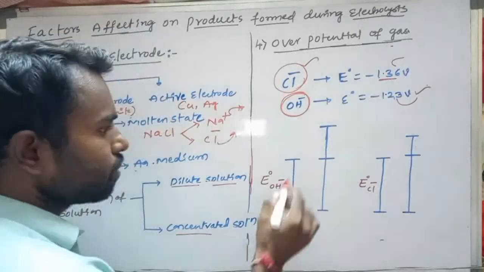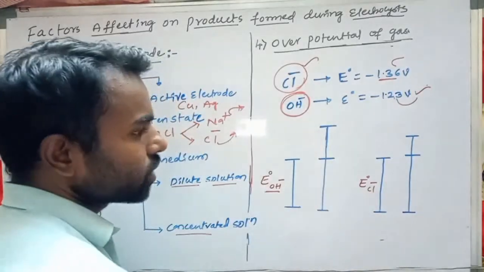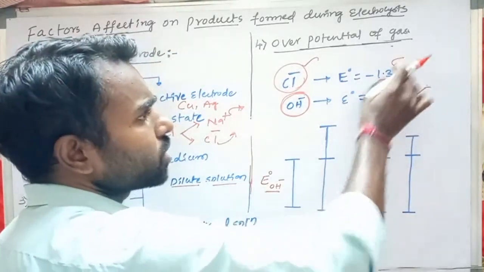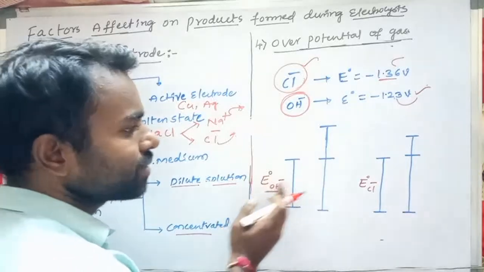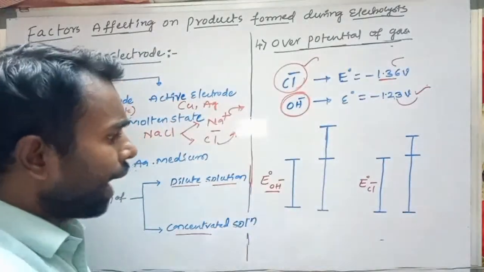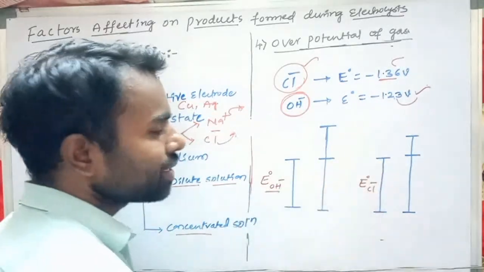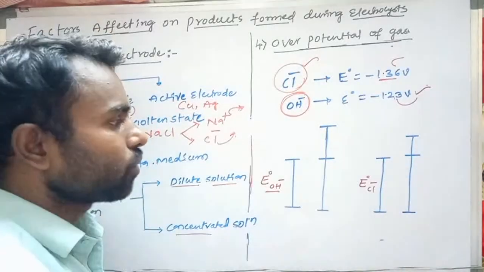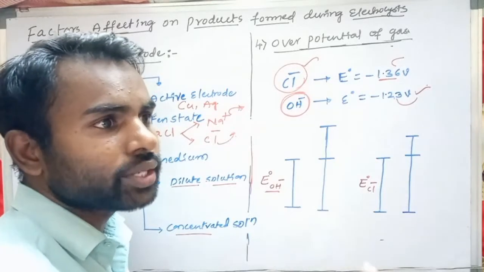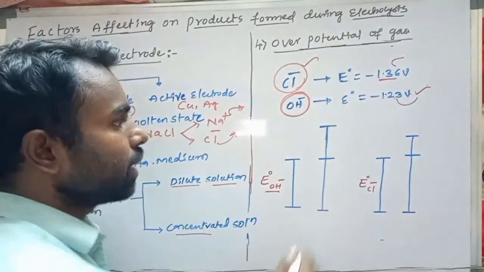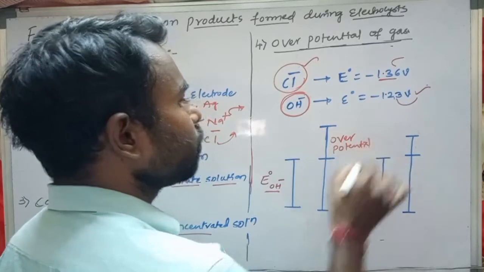Now see here, this is the oxidation potential of OH minus ion and this is the oxidation potential of Cl minus ion. Means the oxidation potentials of OH minus and Cl minus ion are almost the same. At this potential, the OH minus and Cl minus do not deposit on the anode electrode. They need extra potential to deposit at the anode electrode. The extra potential we call over potential.